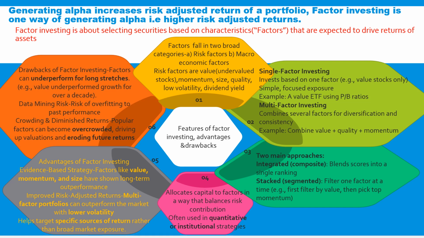Drawbacks of factor investing: factors can underperform for long stretches. Example, value underperformed growth for over a decade. Data mining risk of overfitting to past performance. Crowding and diminished returns: popular factors can become overcrowded, driving up valuations and eroding future returns.